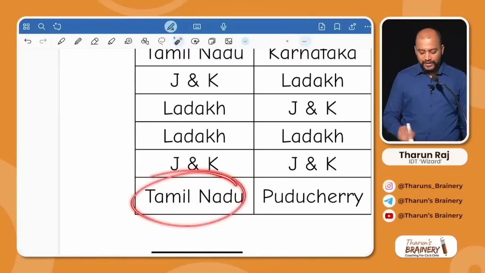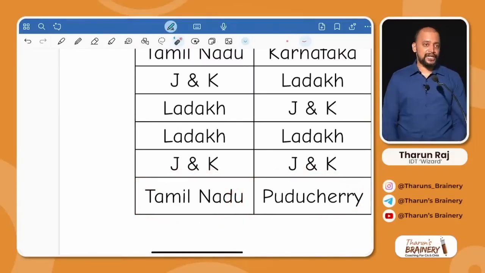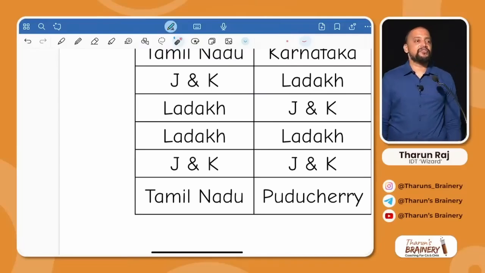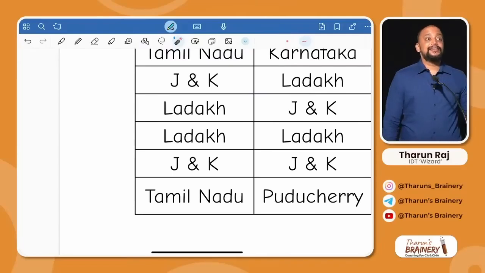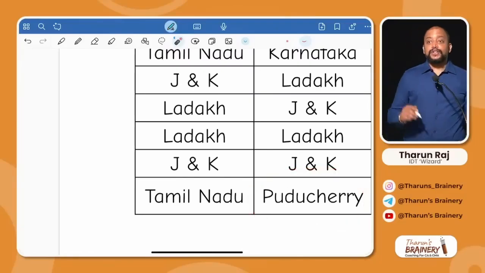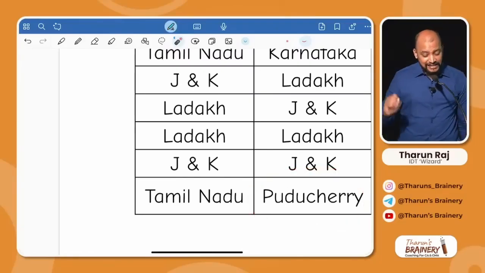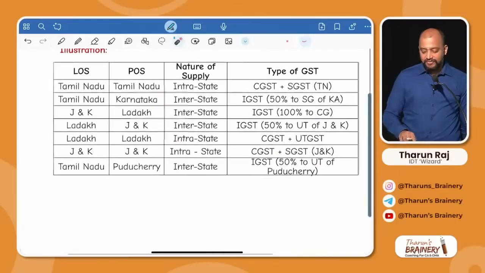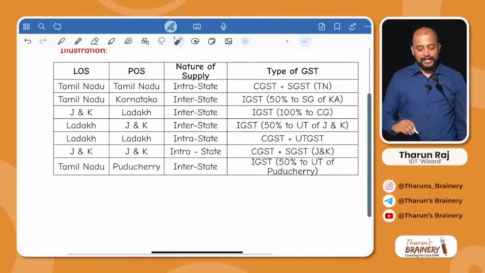And next, location of supplier Tamil Nadu, place of supply Puducherry. Nature of supply? Inter. Geographically, even though Puducherry is inside Tamil Nadu, it is not intra, it is inter. And type of GST? IGST. Will there be 50% sharing? Yes, because Puducherry is a union territory with state legislature. That's why 50% will be shared with the union territory of Puducherry.